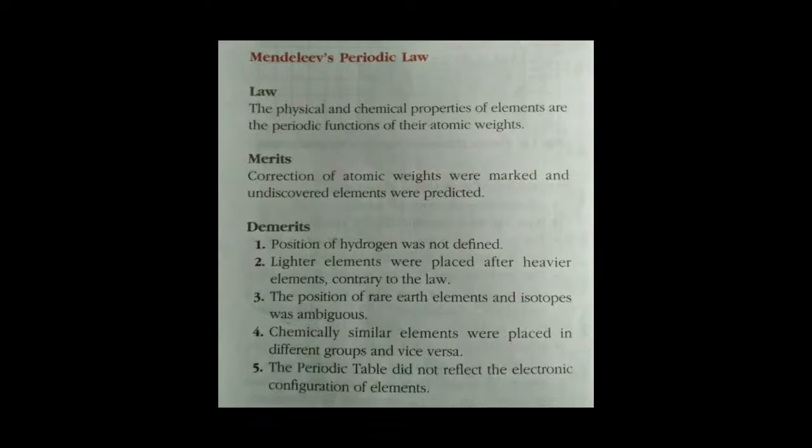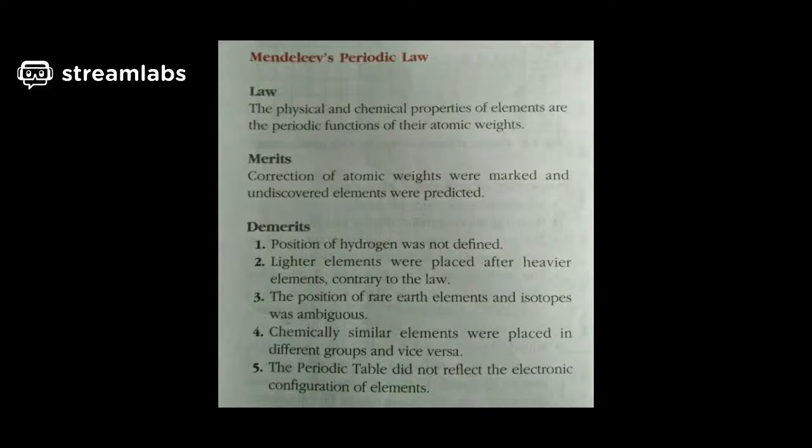For phosphorus, we have to give more boxes because they have isotopes, same atomic number but different atomic mass. So this was a limitation. And the position of hydrogen was not clearly defined. And lighter elements were placed after heavier elements. This is not accepted.